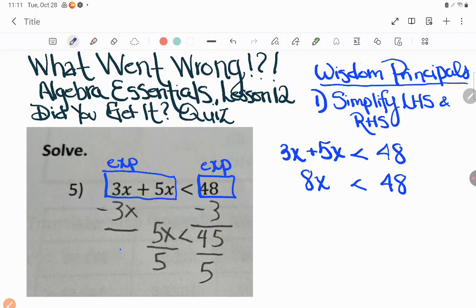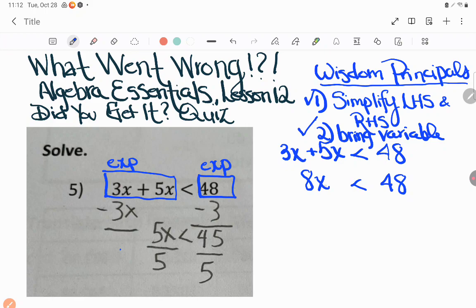So we can see I don't even need wisdom principle 2, which is bring the variable terms to the same side, because the x is only on one side. It's only on the left-hand side. And so that's not even an issue. So now we can go to the third step of the wisdom principle, which is isolating the variable, working to get the letter alone.